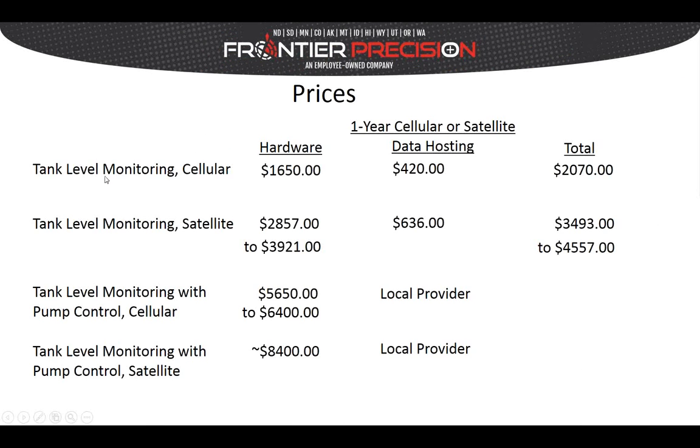So for the tank level monitoring, a complete system using the cellular transmitter, your hardware is right around $1,650, and that can go up or down depending on your antenna selection and stuff like this. 1 year of cellular data transmissions with data hosting would be $420. So it's basically $35 a month. Now, if you like the idea of getting a text message sent to your phone whenever a tank level set point is out of bounds, it would be an additional $5 per month to have that text message.